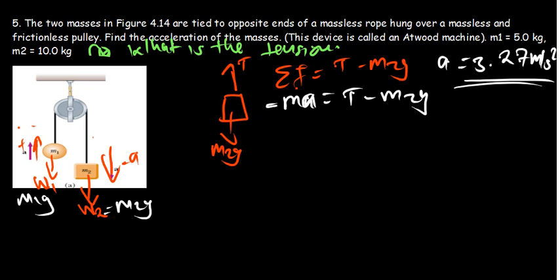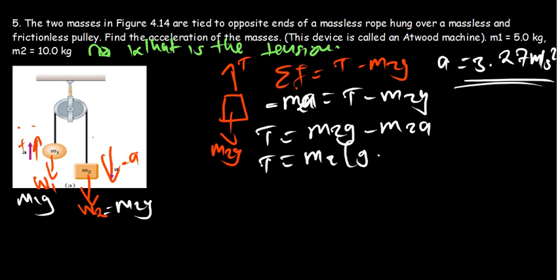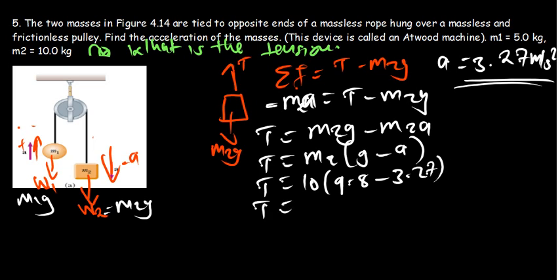Then I'm going to shift this to the other side, so T is going to be equal to M2G minus M2A. Since M is the same, we can say M2 times (G minus A). Then for T, let's plug in the values. We know that G is 9.8 minus 3.27, getting that one times 10.